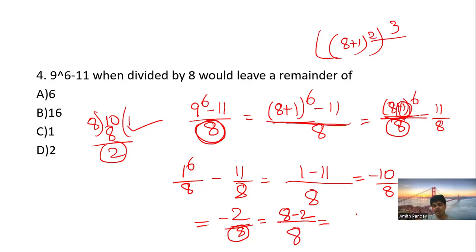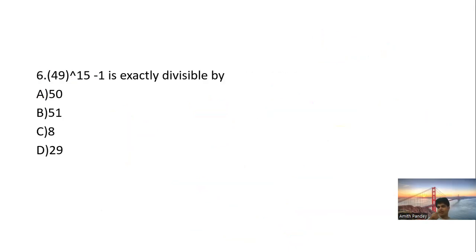So 8 minus 2 is 6. And now as you can see, it is lesser than the denominator. Thus, this will be our answer. Hope it's clear.